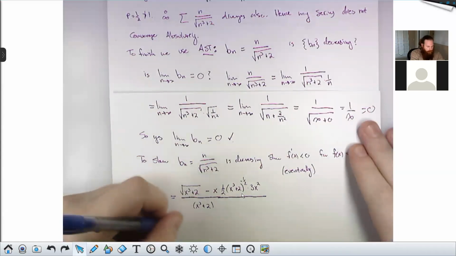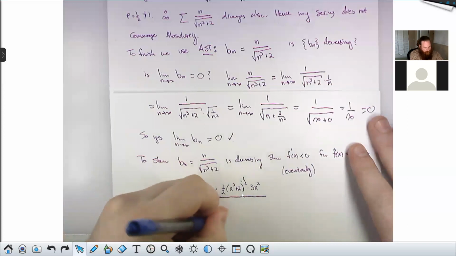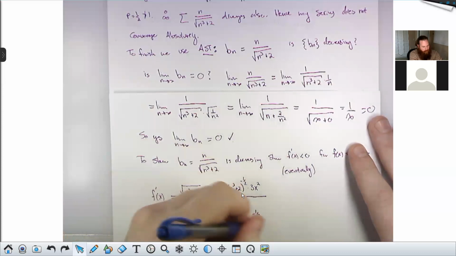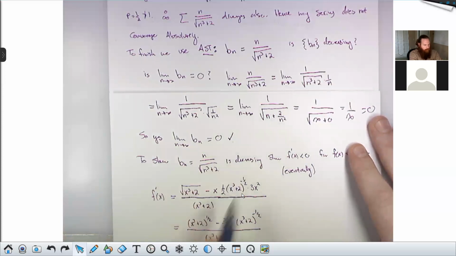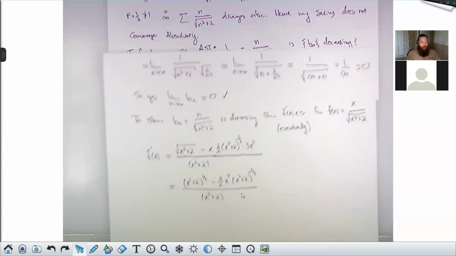I recommend thinking of it like this. This is x cubed plus 2 to the positive 1/2 minus 3/2 x cubed times x cubed plus 2 to the negative 1/2 all over x cubed plus 2. So I combined all the like terms here. The 1/2 and the 3 make 3/2. The x and the x squared make x cubed. And this is this. You may remember a tried and true trick.